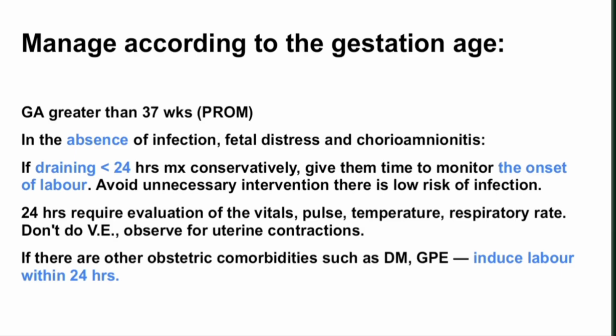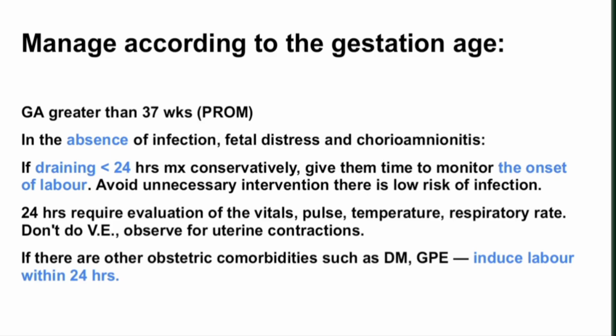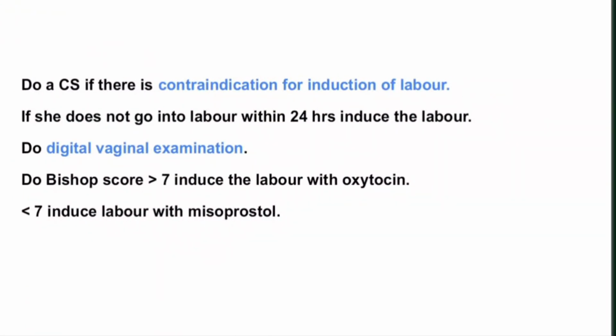But if there are any obstetric comorbidities such as DM, diabetes mellitus, or severe preeclampsia, we need to induce the labor within 24 hours. We can do a Caesar if there is a contraindication to induction of labor. But if there's no contraindication to induction of labor, if this woman does not go into labor within 24 hours, we need to induce the labor.